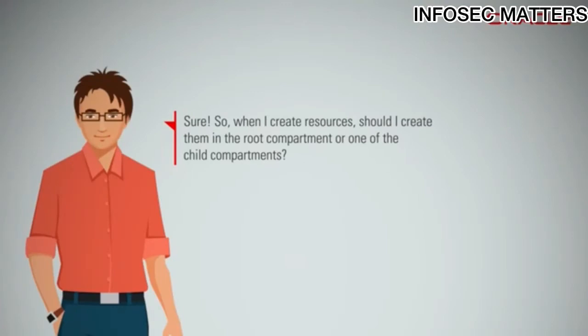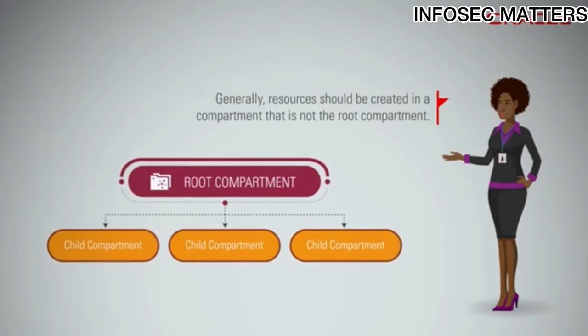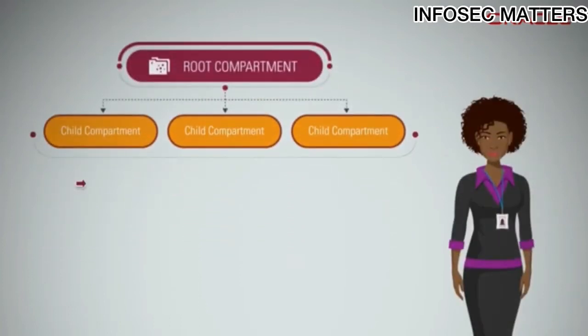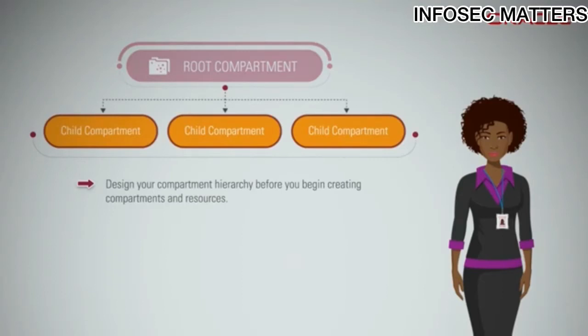Sure. So when I create resources, should I create them in the root compartment or one of the child compartments? Generally, resources should be created in a compartment that is not the root compartment. It's best to design your compartment hierarchy before you begin creating compartments and resources. This is because access rules that you set for the root compartment will be inherited by all the child compartments within it. Therefore, it will be difficult to control or selectively assign access rules if resources are created in the root compartment.